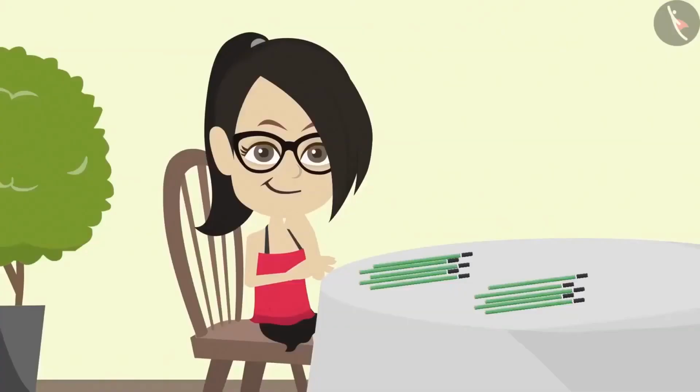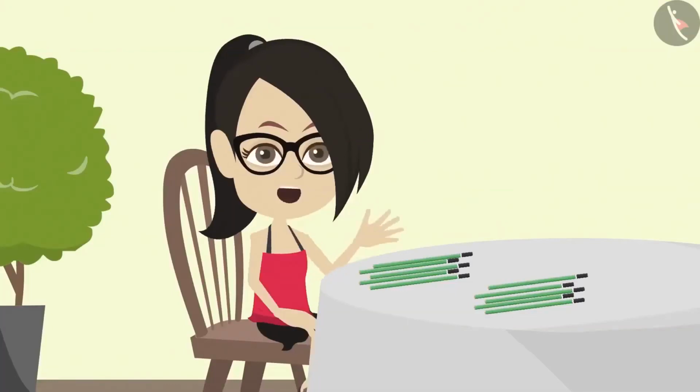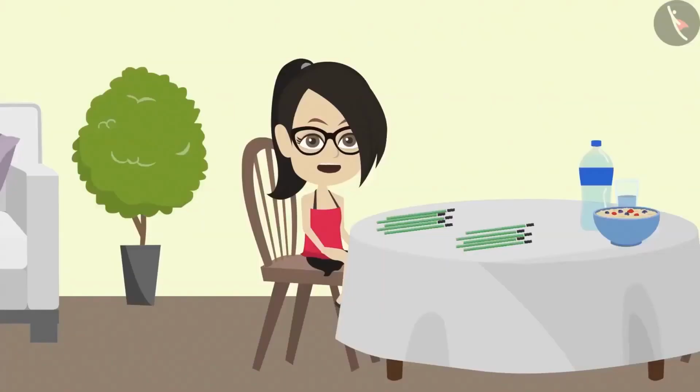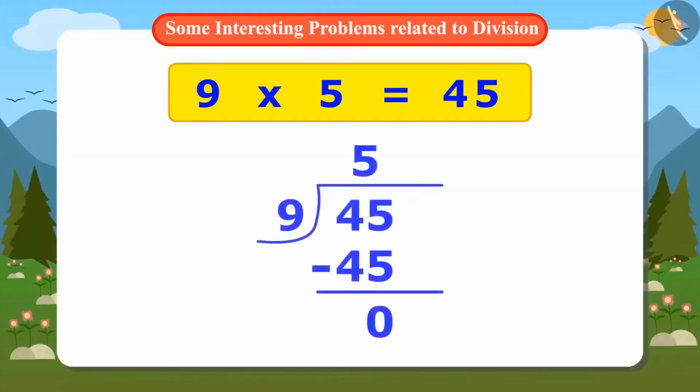So tell us, what do you think is the best way? I remember the multiplication table of 9. The 9 fives are 45. This means that if 45 pencils are to be divided among 9 people, then everybody will get 5 pencils. This means the division method is easier.